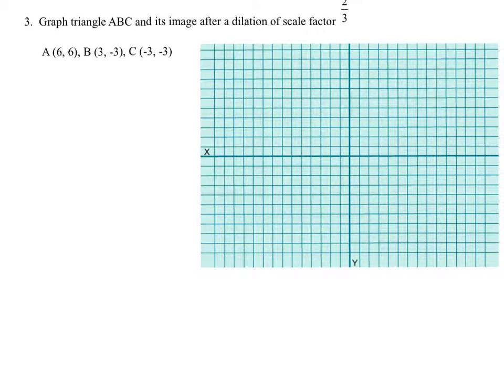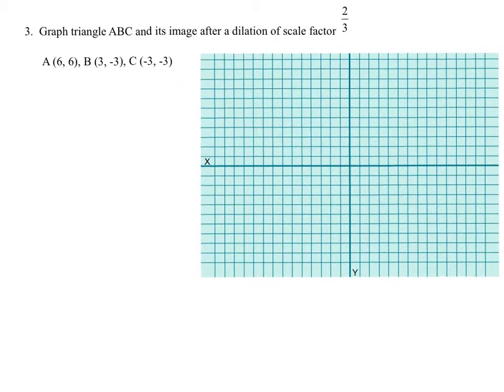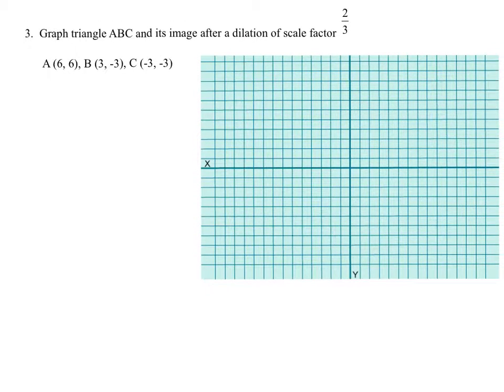And a dilation is a shrink or a stretch of an image. So if you can see for practice problem number 3, this one's a little bit tricky because what we have here is a fraction of 2/3. So since we know it's a fraction, we know it's going to be smaller, but how to do this is a little bit tricky. But first things first, I want to graph my triangle ABC.